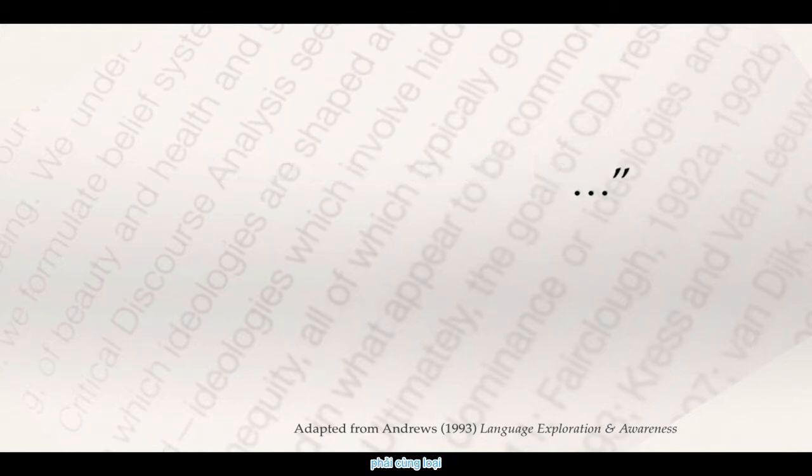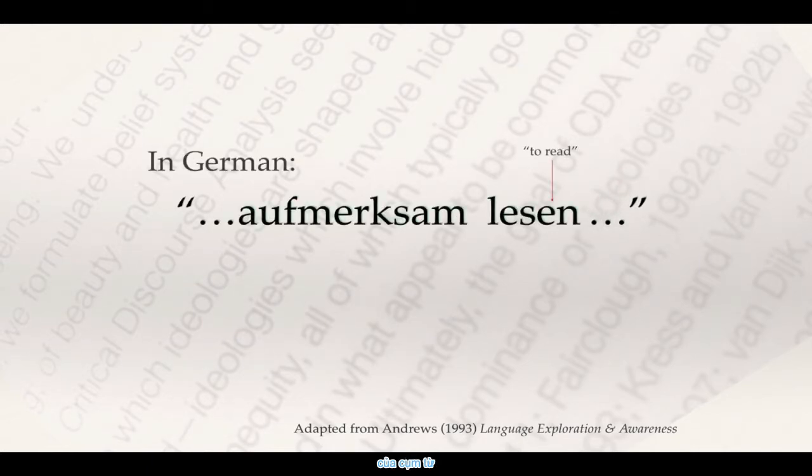In a different language like German, the same kind of phrase would be aufmerksam lesen.